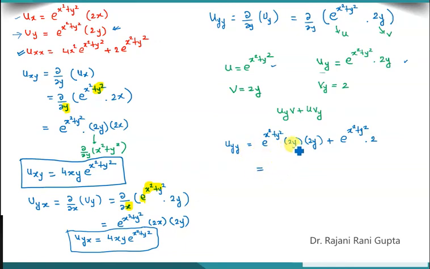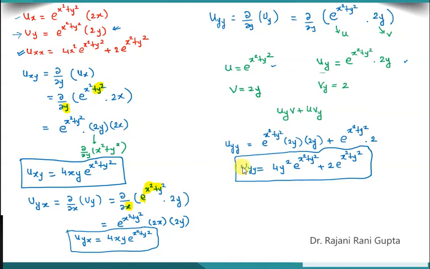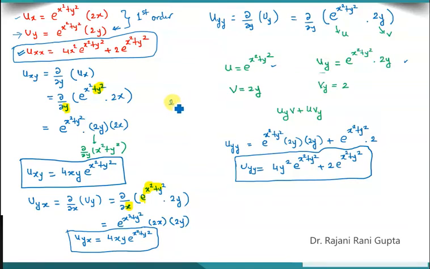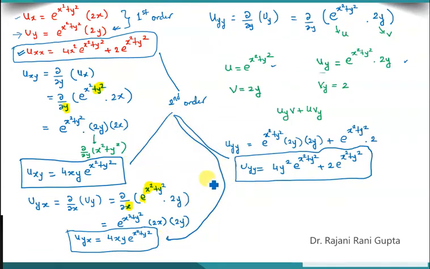Simplify it. 2y times 2y gives you 4y power 2 e power x square plus y square, plus 2 times e power x square plus y square. So this is the fourth second order partial derivative. So this is how we can work with it. These two are partial derivatives of first order, and these in the boxes are the partial derivatives of second order. So this is how we work with functions of two variables.